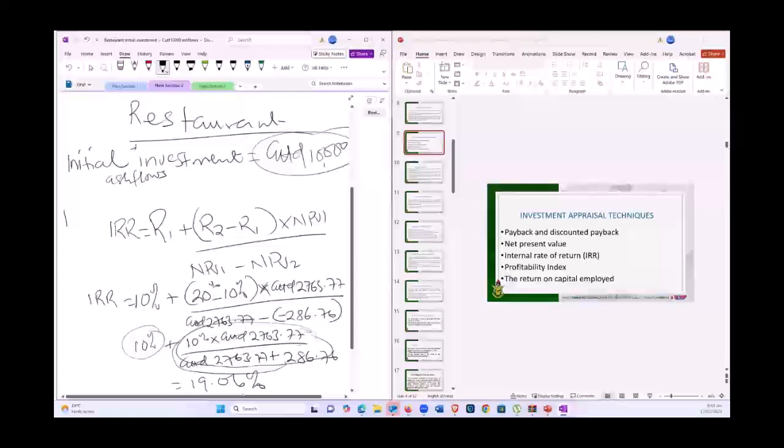All right. So that is it. Where there's a conflict between the two, the net present value method is superior. It takes precedence over the internal rate of return method.